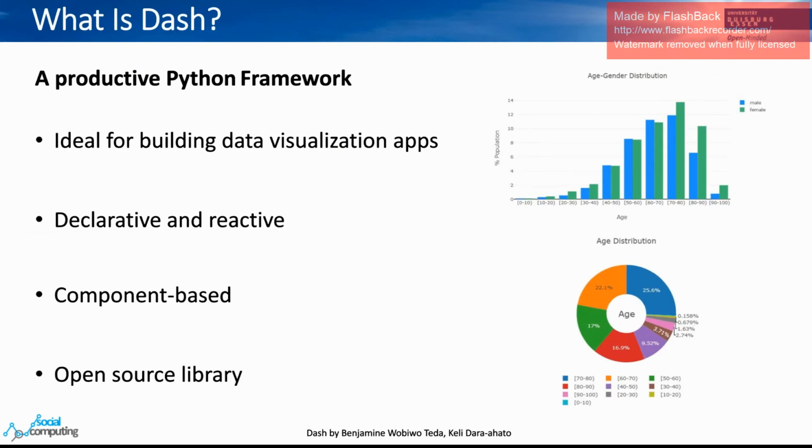As we said in the previous slide, Dash is a framework that increases the productivity of developers who work in data science. Dash is declarative and reactive, which means in your code lines, you will describe your application through some attributes. And whenever you make a change in your app, it will get updated automatically. Like React, Dash is also component-based and has an open source library.